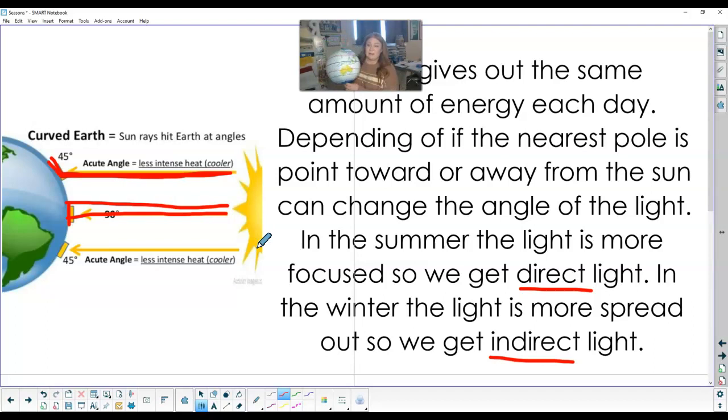So our biggest takeaway, seasons, we've got to tilt and we've got to revolve, and that is giving us that unequal heating. We've got more direct light at the equator, and depending on whether the pole is tipped toward or away from the sun, we've got more direct or indirect sunlight causing those seasons. So tilt and revolutions make the seasons because of the unequal heating of direct and indirect sunlight on our Earth.